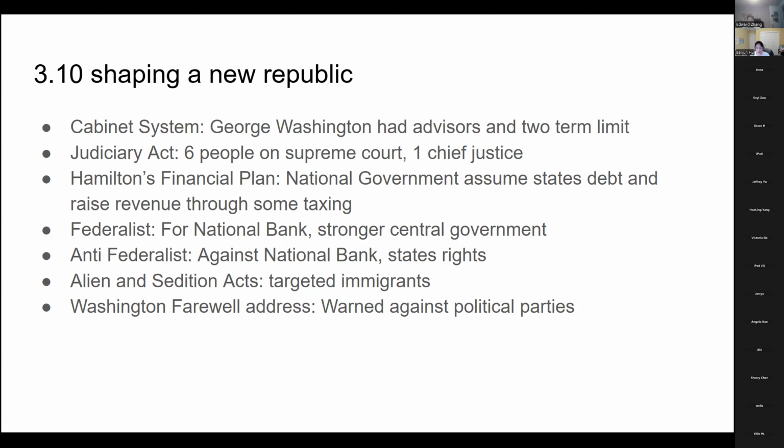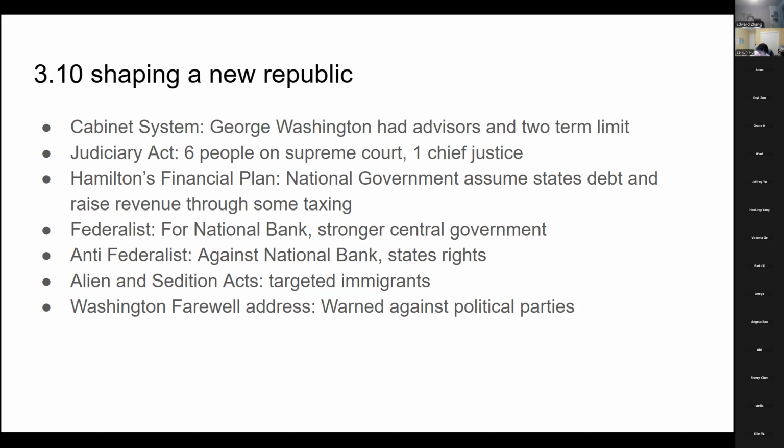And then Hamilton had his own financial plan. He wanted to create a national bank. He wanted the national government to assume the states' debts and to raise revenue through taxation. And the Federalists were for the national bank because they believed the stronger central government would allow the general people to prosper more.